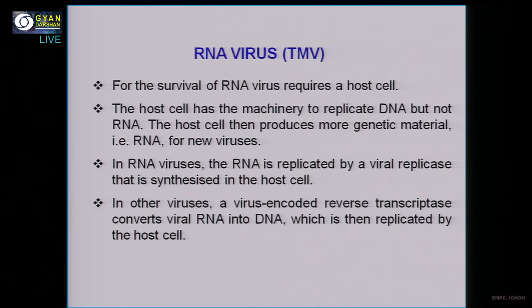Another is the RNA virus. For survival, the RNA virus requires a host cell. I have already discussed it. The host cell has the machinery to replicate DNA but not RNA. The host cell then produces the genetic material, for example RNA, for new viruses. In RNA viruses, the RNA is replicated by a replicase synthesized in the host cell. Other viruses encode reverse transcriptase, which converts viral RNA into DNA, which is then replicated by the host cell. So the host cell is very important; it allows the replication of RNA viruses.